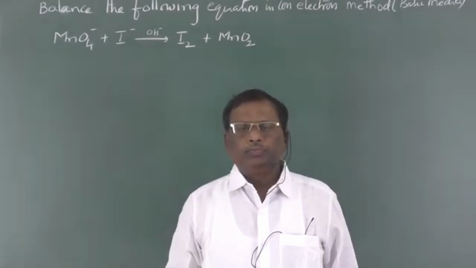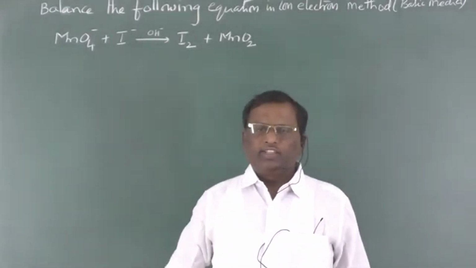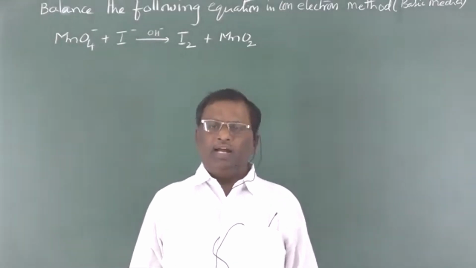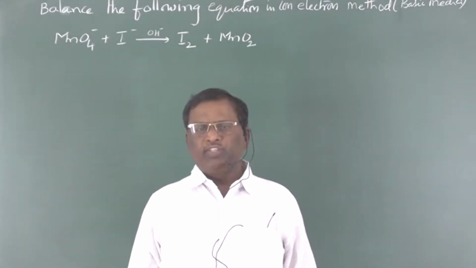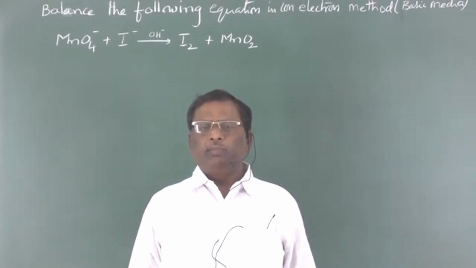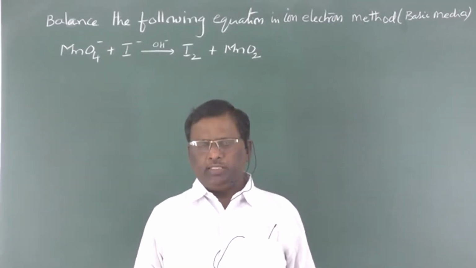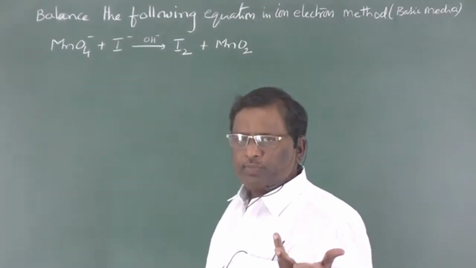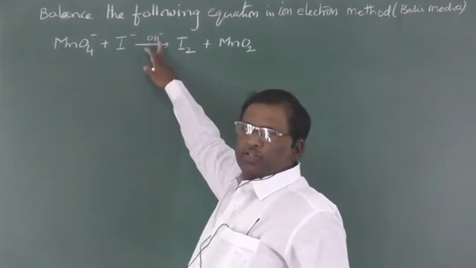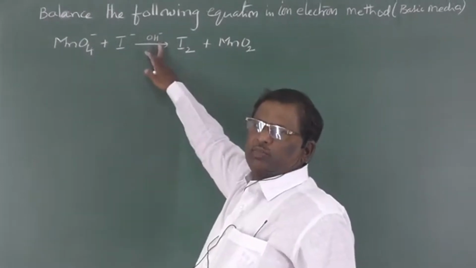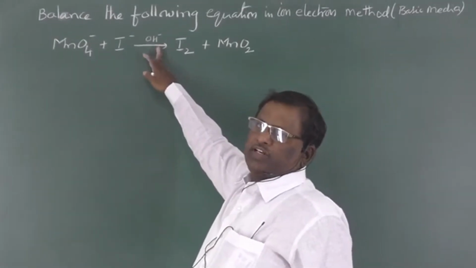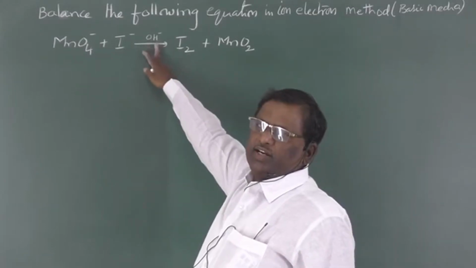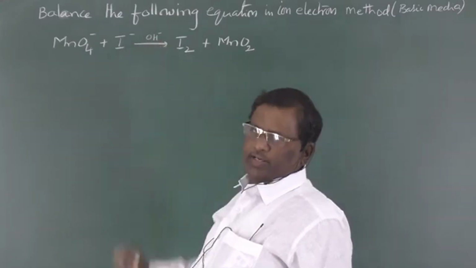Here we have one more example, plus this is in basic media. Balance the following equation which takes place in basic media by ion electron method. In a question they will give it is a basic media, sometimes they will represent OH minus ions. This OH minus ions represents that the reaction is carried out in basic media, and if it is H plus, it represents it is in acidic media.